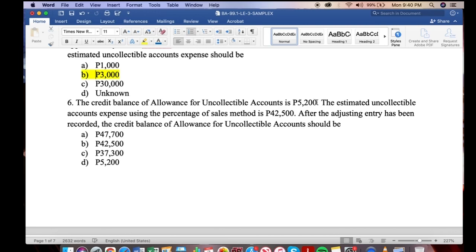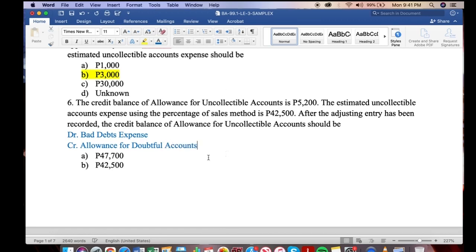Here's a problem. We are going to interpret the 5,200 credit balance of ADA, or allowance for uncollectible accounts, as the ADA before the adjusting entry to record the 42,500. So, ibig sabihin, meron kang 5,200 sa simula, tapos, meron kang uncollectible accounts expense using percentage of sales, 42,500. So, di ba ang entry niyan to record the expense is, debit, bad debts expense, tapos credit, allowance for doubtful accounts.